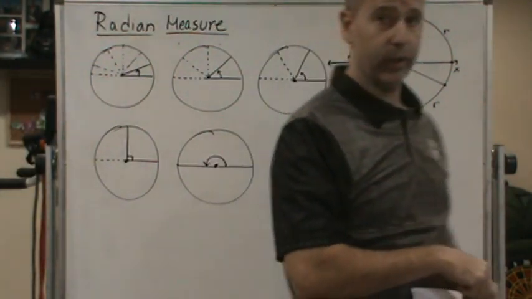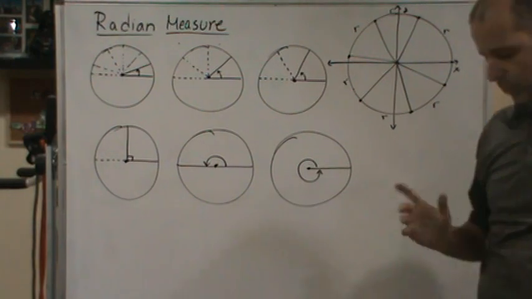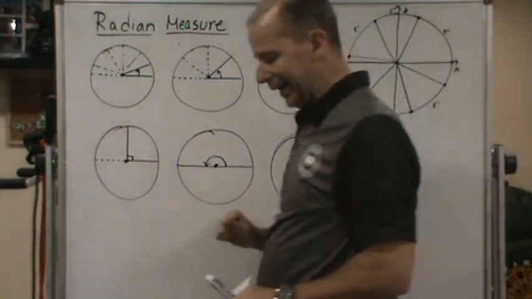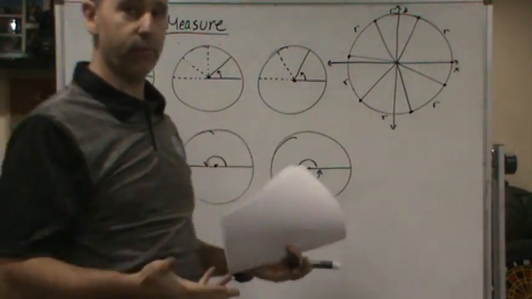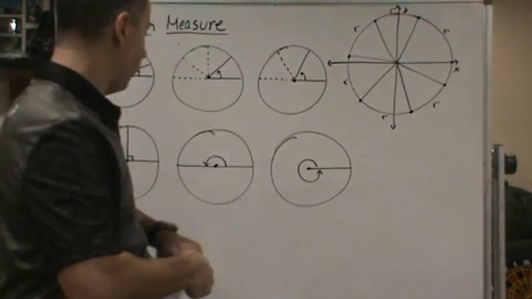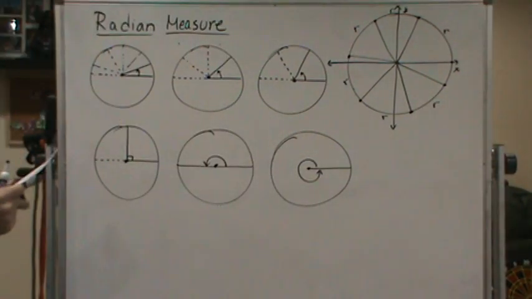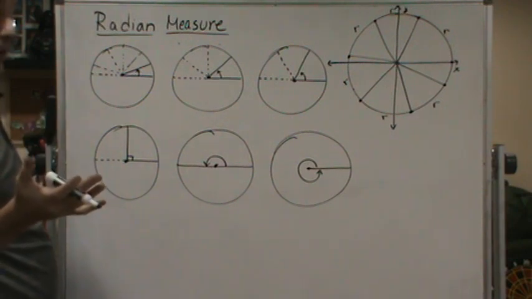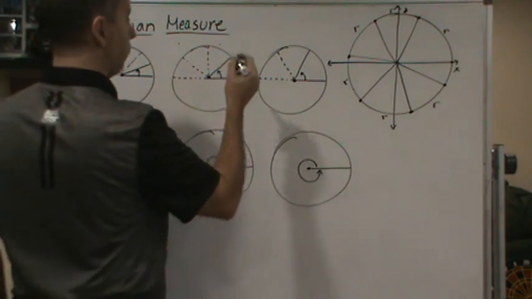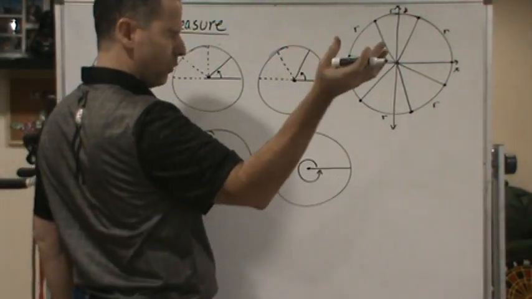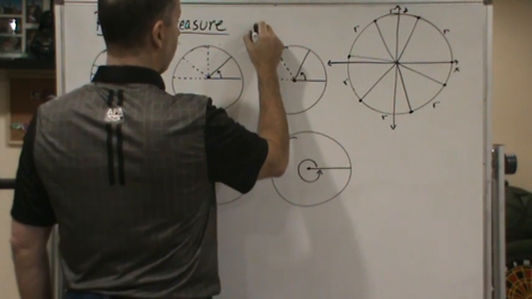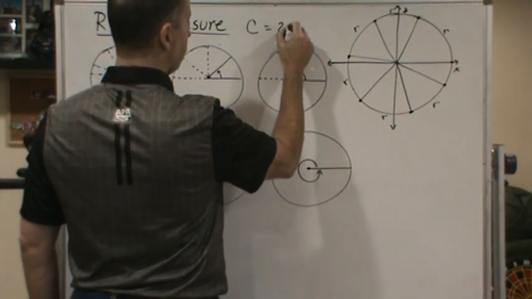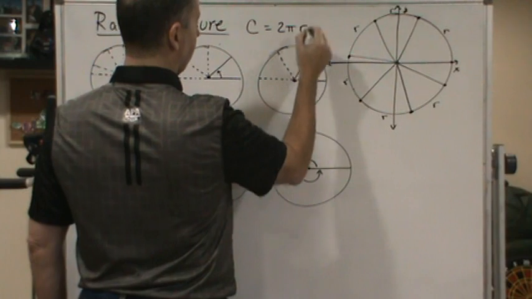Okay, so now we're going to continue on with radian measures, and we're going to go through some common angles, and we're going to relate this to the circumference of a circle. We know that the circumference of a circle is given by the formula 2 pi r, so 2 pi times the radius of a circle. So the circumference C is equal to 2 pi r.